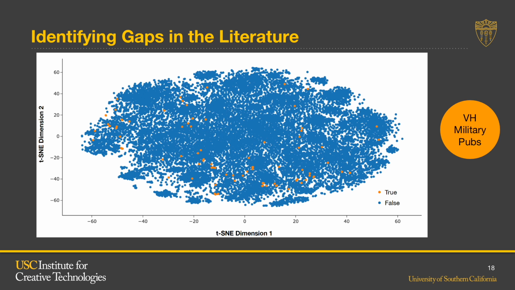Additionally, we could also use this method to rapidly identify gaps in the literature through keyword searches. Here you can see the search for papers directly related to the military use of virtual humans represented in orange. So this can be interpreted as a limited number of articles on this topic that are spread out across topic clusters.